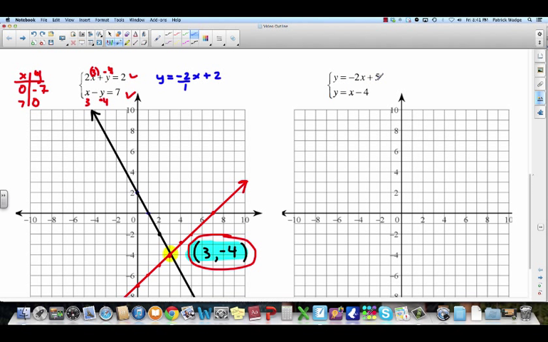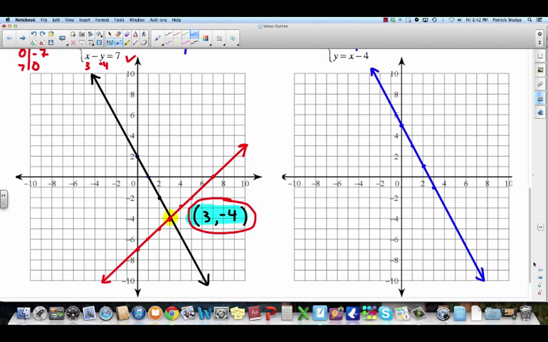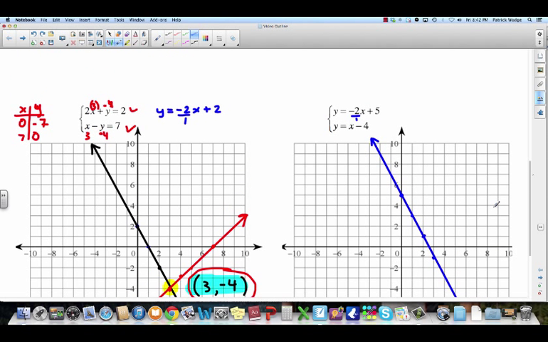So the first one has a y-intercept of 5 and has a slope of negative 2, which is the same as negative 2 over 1. That means down 2 over 1, down 2 over 1, down 2 over 1, and I'll draw a blue line through that. Okay, there you go. There's your line. And remember, all the points on that line satisfy this first equation.